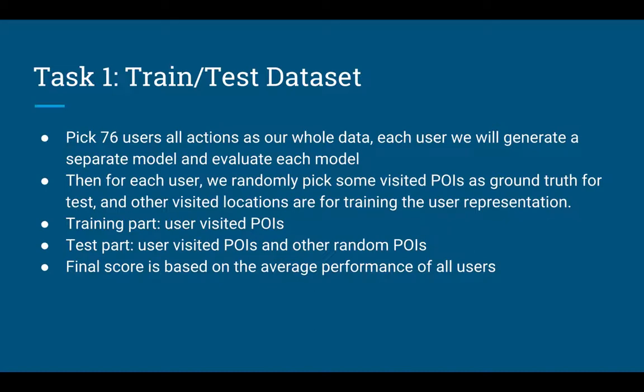So for each user, we generate a model. We randomly pick some visited POIs as ground truth for test, and other visited locations are used for training the user's representation. So for the training part, each user has some visited locations, and there are some comments and tips. And for the test part, there are the user's visited POIs and other randomly picked POIs.